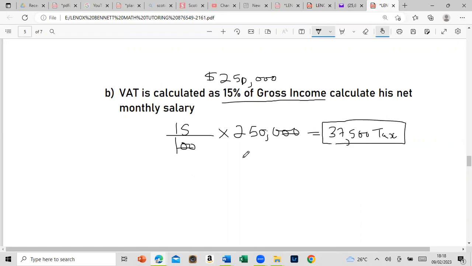So what's the next move? After you pay 37,500 for tax, how can we get the net monthly salary from this? Well, I think I would take the 37.5 from the 250 and then divide by 12.